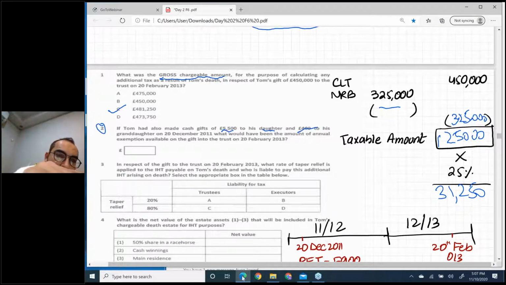400 to his granddaughter. This is also PAT. So a student may ask, sir, you just taught us the small gift exemption. No, dear, this 400 is greater than 250. And in the small gift exemption, when you cross 250, the complete amount is PAT, not just the excess. So this 5500 and 400 both are PAT.